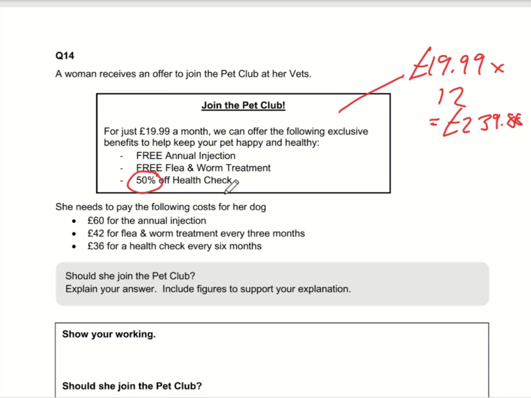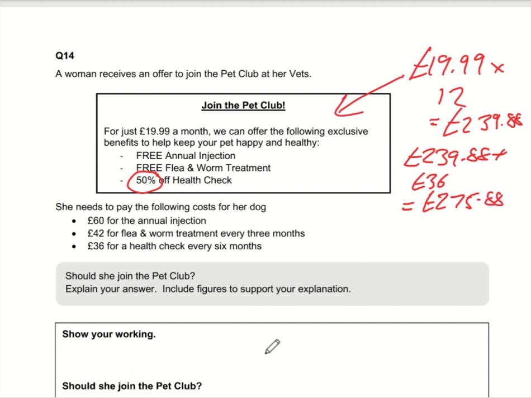50% off the health check, so £36 for a health check every 6 months. Well, if it's 50% off, then instead of paying for 2 36s, she'll just pay for 1 36, so it's going to be £239.88 plus 36, and that comes to a total of £275.88. So that is if she joins the pet club.